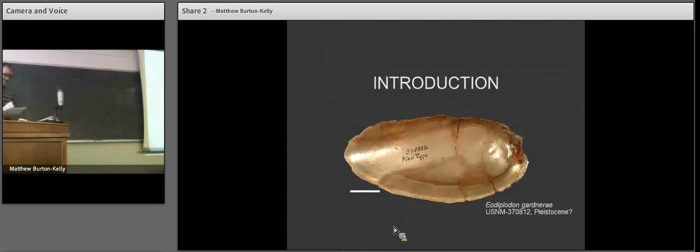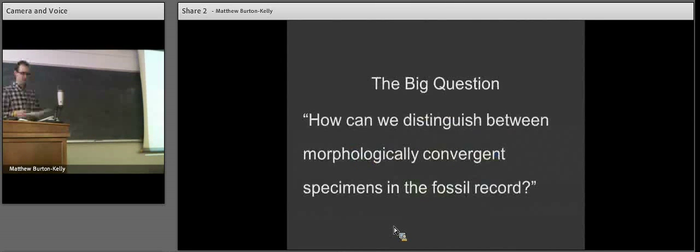Before I get into any details about this project, I want to go over a few key points about how I'm addressing the problems that have come up. To keep you in the right frame of mind, here's what I'm interested in answering. How can we distinguish between morphologically convergent specimens? Most of the time, all we have to deal with is morphology. And by morphologically convergent, I mean similar in shape because the organisms live in similar environments.